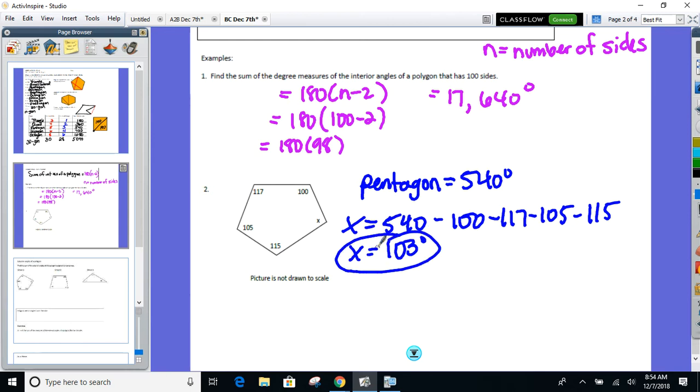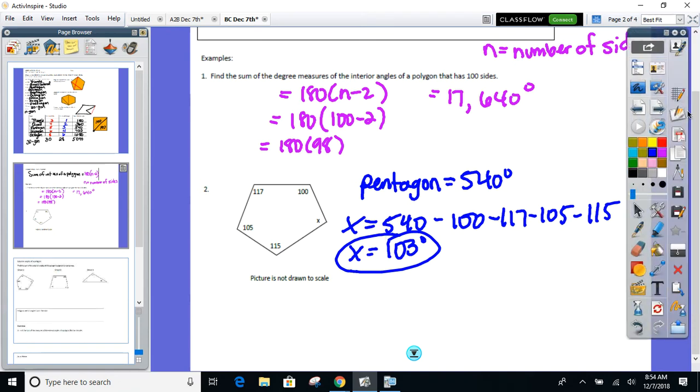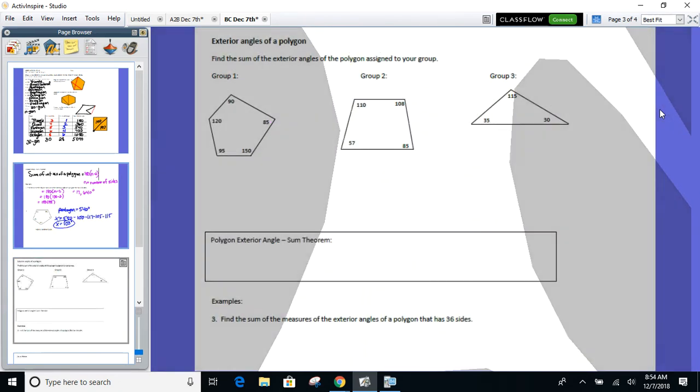All right. So we found some relationship between all the interior angles. There's got to be some relationship between the exterior too, probably. Right? All right, let's try to find that now. So I'm going to divide you up into 3 groups.